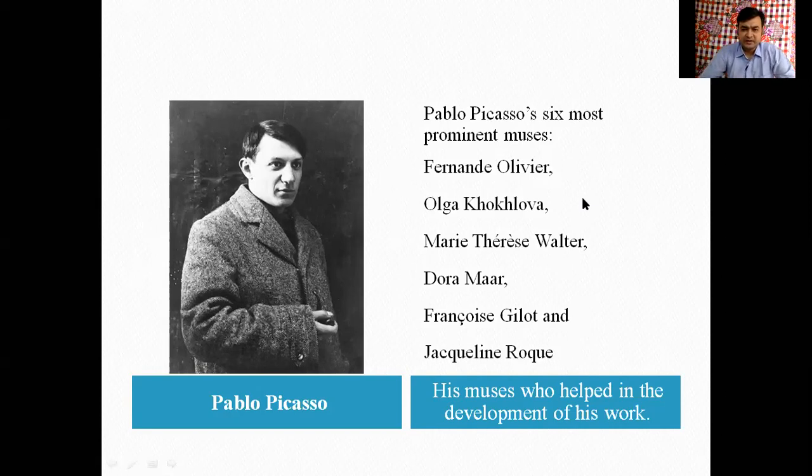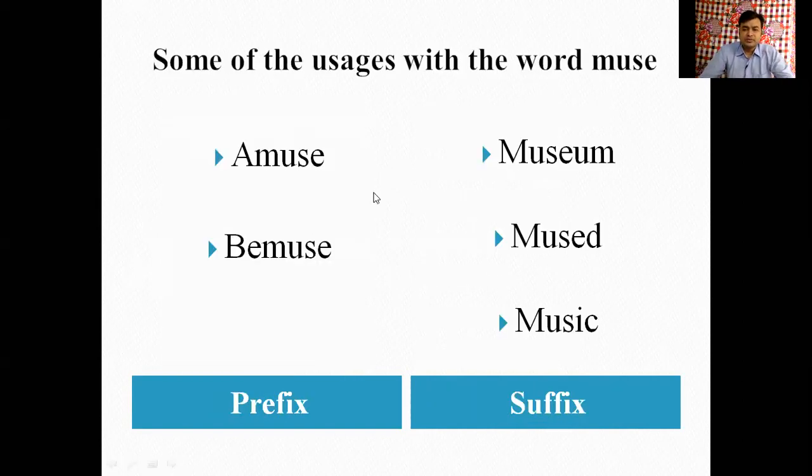These are the modern meanings you can take in this way, but when you are going to write epic poetry or something like that, definitely these things are a little bit mythological, so that we understand these types of things. Okay. Some usage with the word muse. Today these words are still used in plenty. Look at the prefix: muse, amuse, bemuse, or the word museum, mused, or the famous word music. Those are closely connected with the word muse.